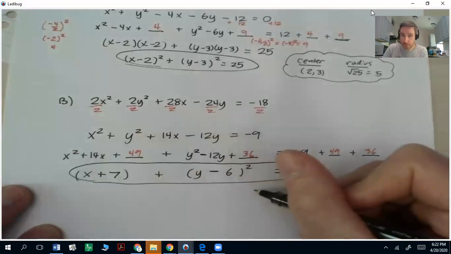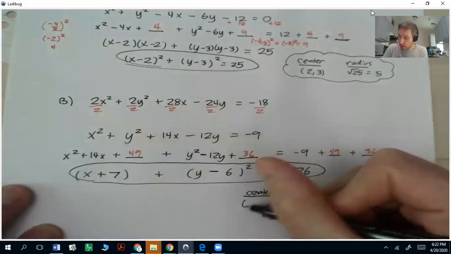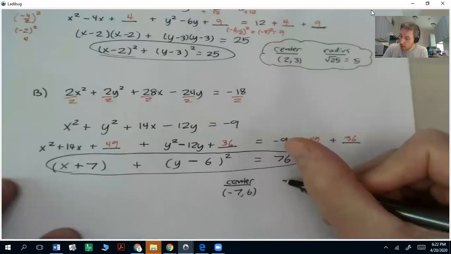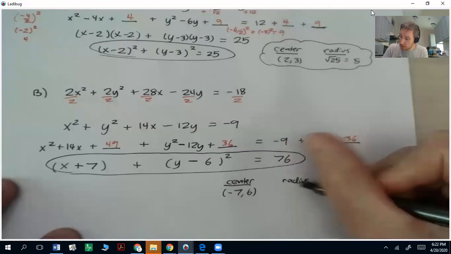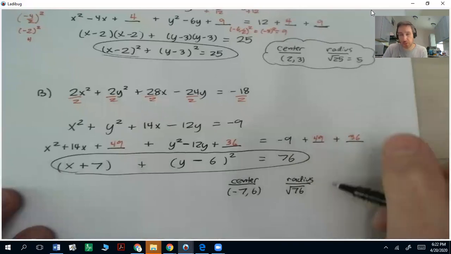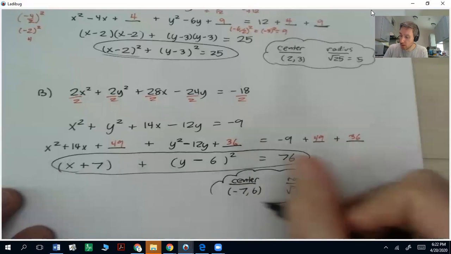So your center is going to be negative 7, comma 6. And your radius is the square root of 76, which we're going to leave like that because it's going to be a decimal, and I don't want to deal with decimals. So that's how you do it.